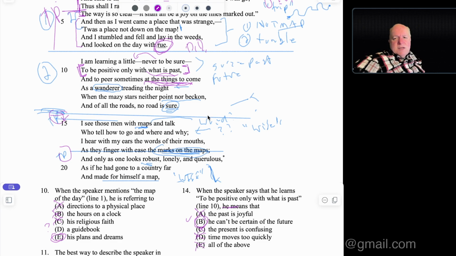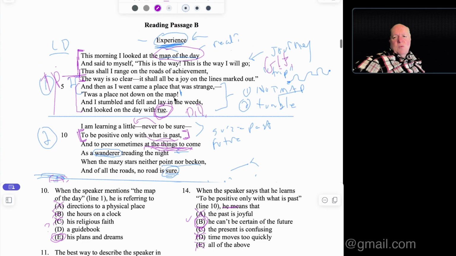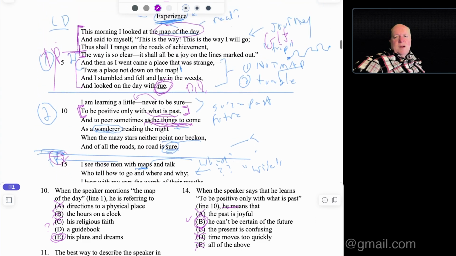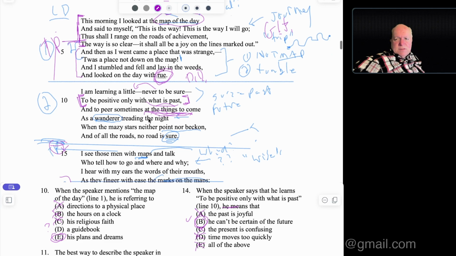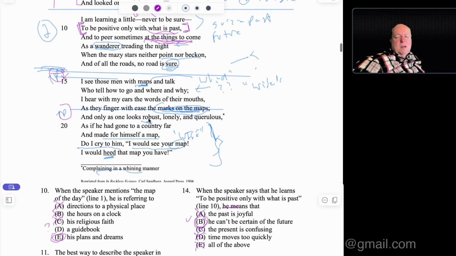And remember, we're taking this in the context that we figured out that this was about experience. So we can't throw at least the topic and the main idea out the window when we're answering some questions, all right? So he just can't be certain of the future. That's all he's saying. To be positive only with what is in the past. He's not saying not to be positive about the future. He's just saying we know what the past is. We don't know what the future is, right? And it's as deep as that and as simple as that at the same time.